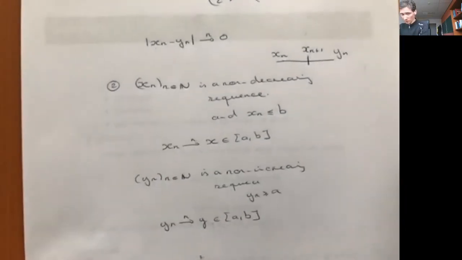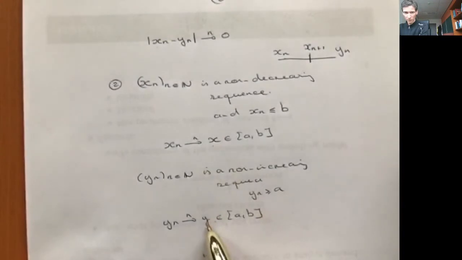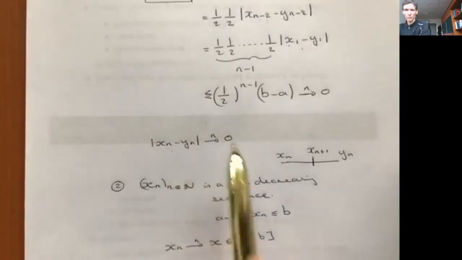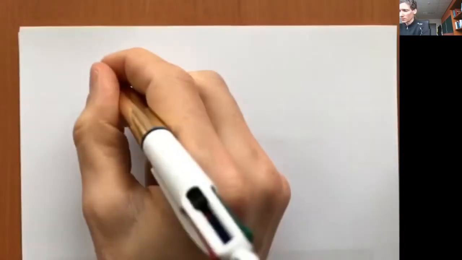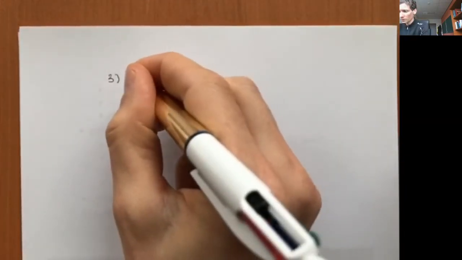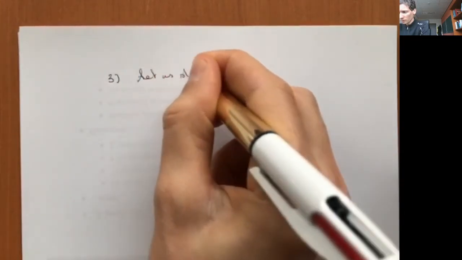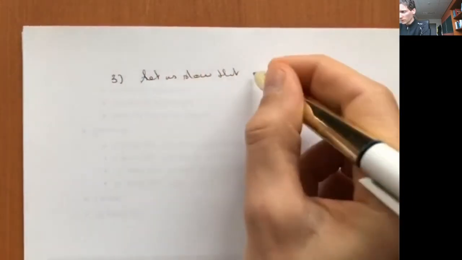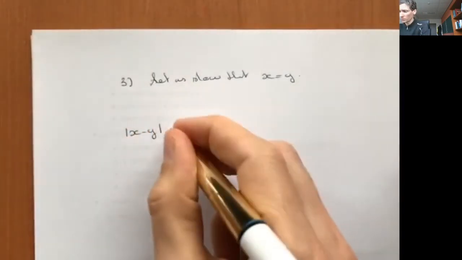So let us show that x and y are actually the same. We have two sequences, both of them converge, but the distance between them goes to 0. So ideally we would have a situation where the limit is the same. So let's show that x is equal to y. How do we do this? Well, let's show that the distance between x and y is equal to 0.